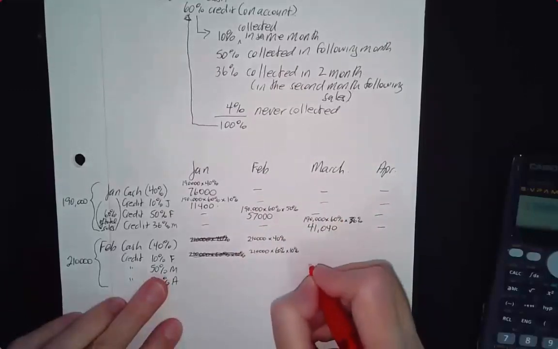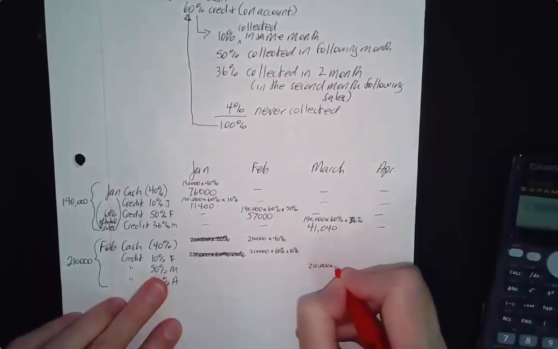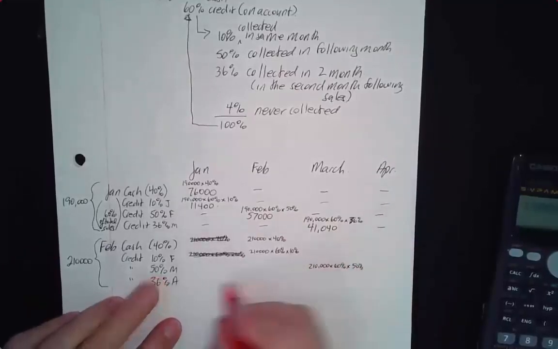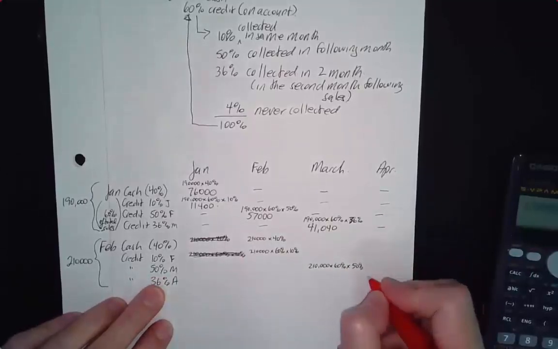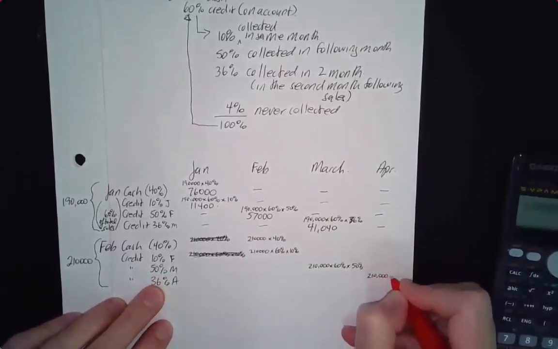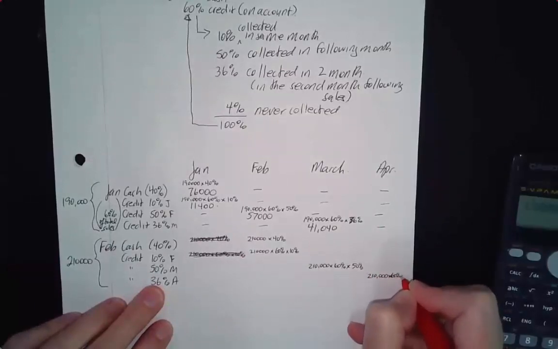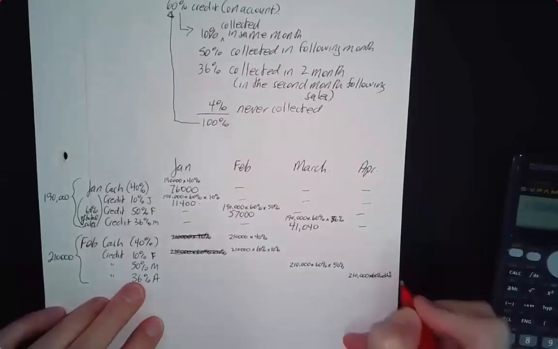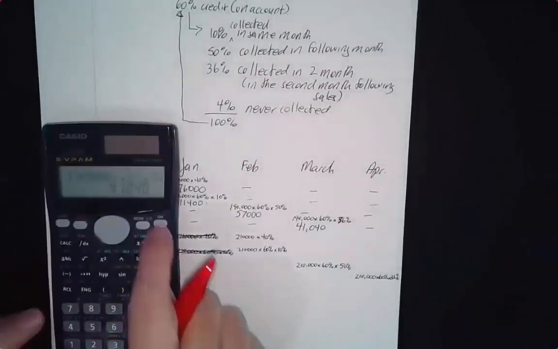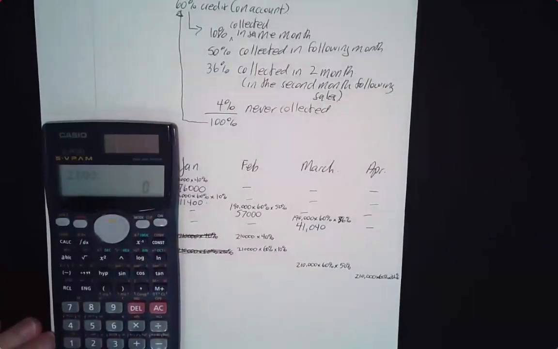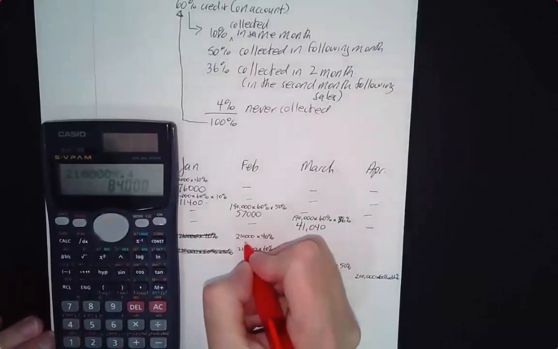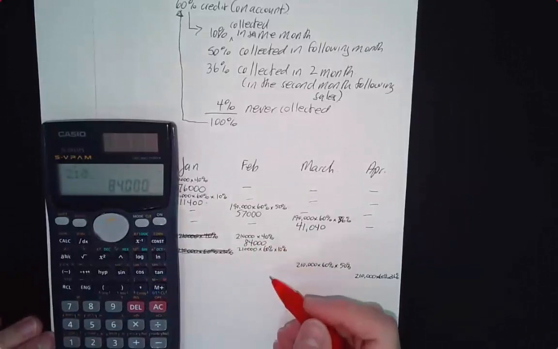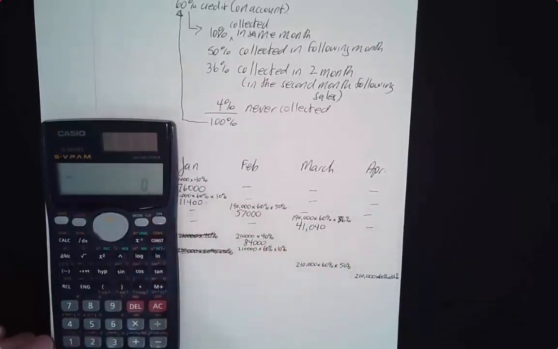So in March, it's going to be 210,000 multiplied by 60%, and then multiplied by 50%. And then April to April. So this is 210,000 multiplied by 60% multiplied by 36 percent. I'm running out of space. All right, now I'm going to calculate those numbers all together. This is 84,000. It would be better if I had left spaces in between so I had more room. So I apologize for squishing it up.